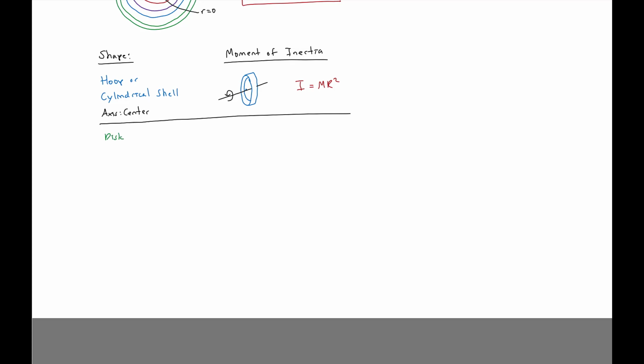We have a disk or solid cylinder. The axis can be at the center, so we'll draw the exact same thing. But now it's a solid disk. And we have rotation about the center. We then have I equals 1/2 mr squared.